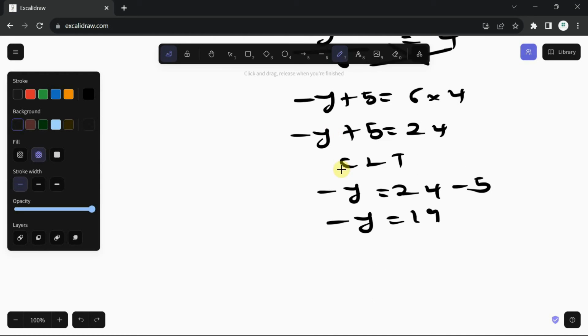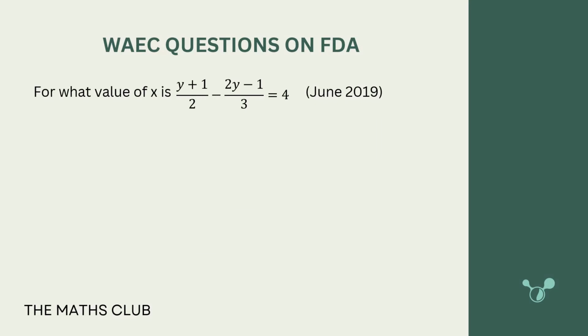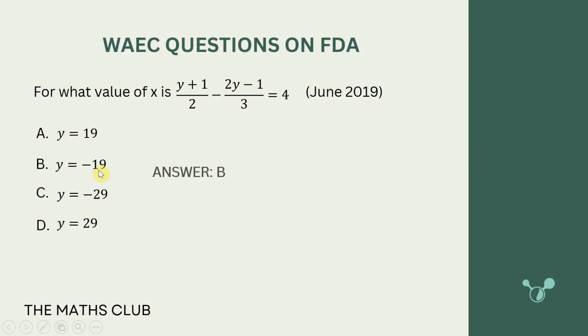So if you want to make y stand out, just divide both sides by minus. Minus cancels minus, so y is equal to minus 19, right? So our y should be equal to minus 19. Great. So our y is minus 19, which is option B.